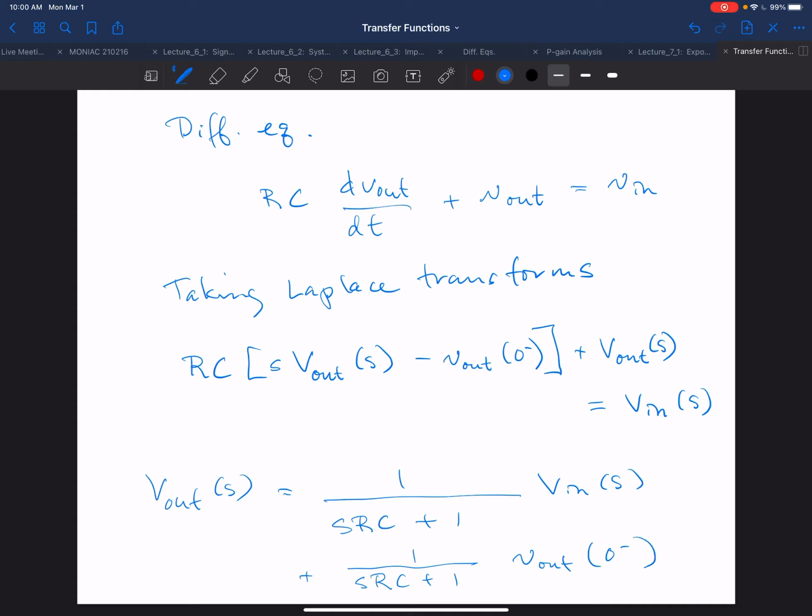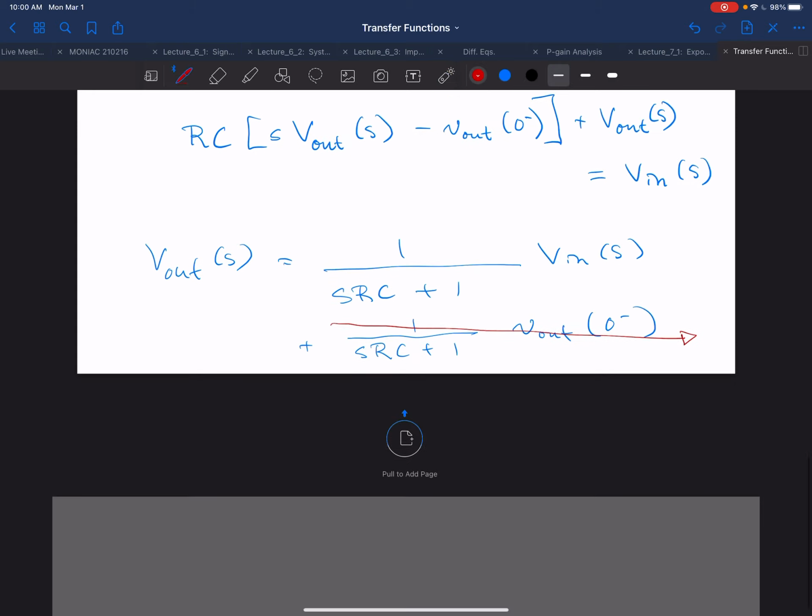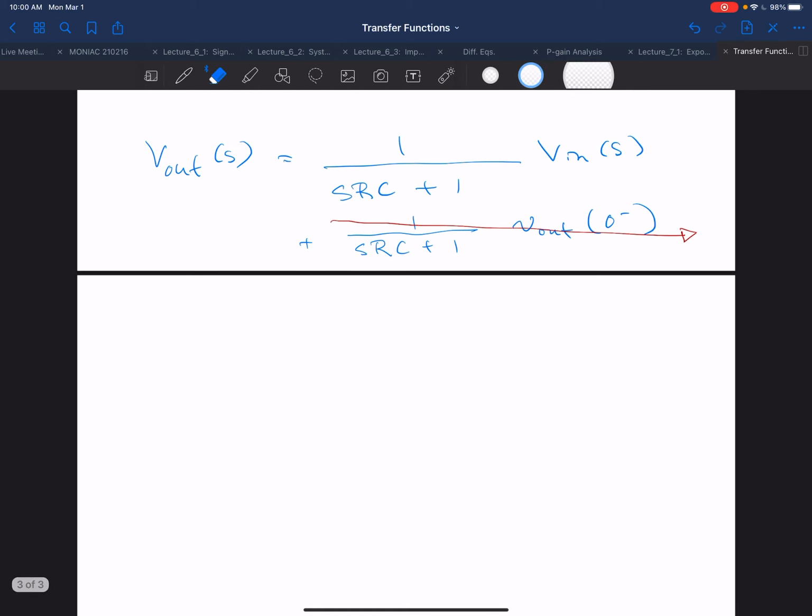Okay. So, as we said before, this first term is the zero state response of the system, what we get when we set the initial conditions to 0. The second term is the so-called zero input response, which we get when we set V in of s to 0, and just find the response that results from initial conditions. So we're interested in the zero state response. So to get that, we simply set the initial conditions to 0, and doing so gives the zero state response.